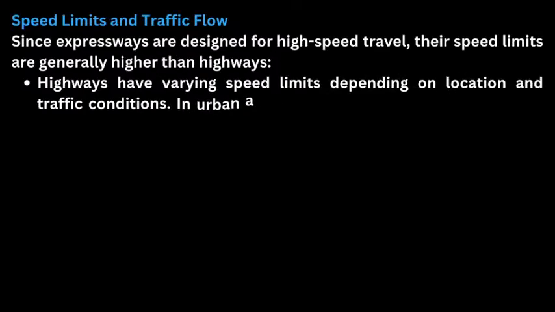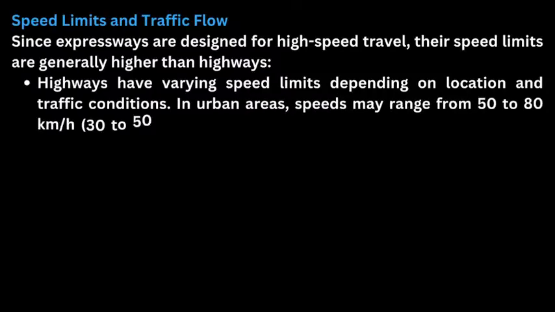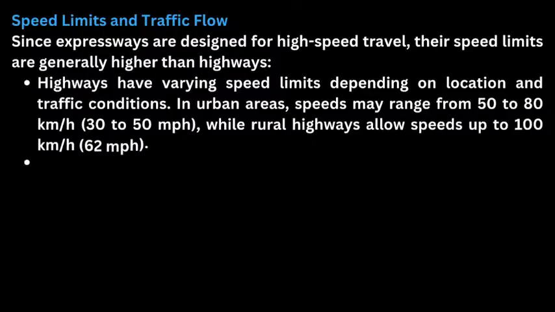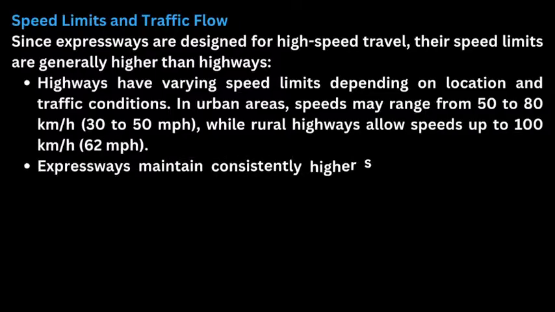Speed limits and traffic flow. Since expressways are designed for high-speed travel, their speed limits are generally higher than highways. Highways have varying speed limits depending on location and traffic conditions. In urban areas, speeds may range from 50 to 80 kilometers per hour, 30 to 50 miles per hour, while rural highways allow speeds up to 100 kilometers per hour, 62 miles per hour.